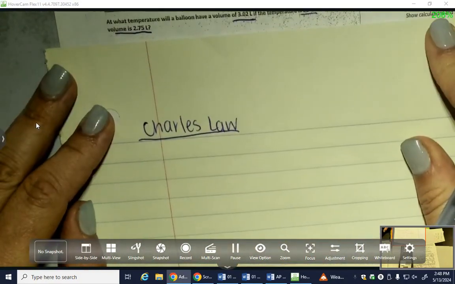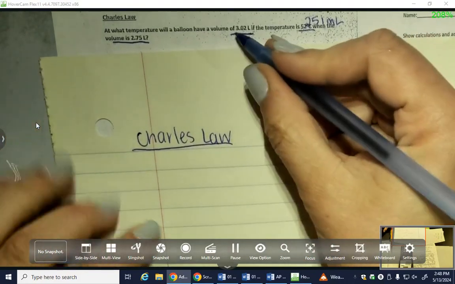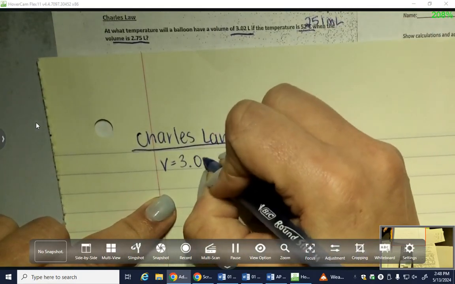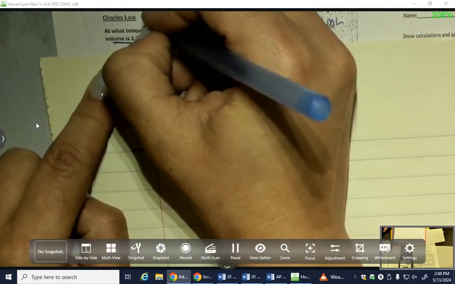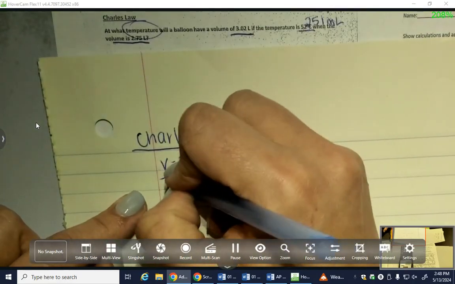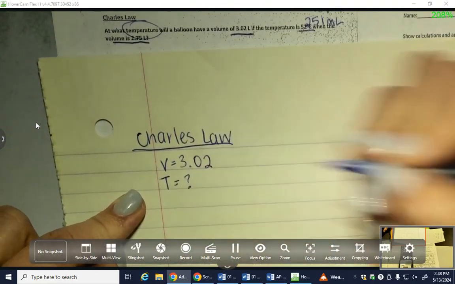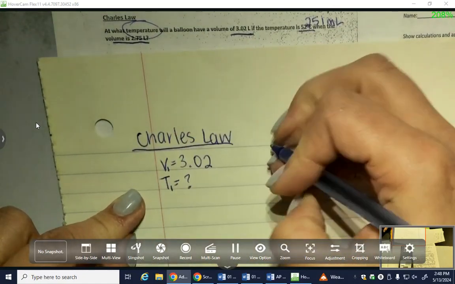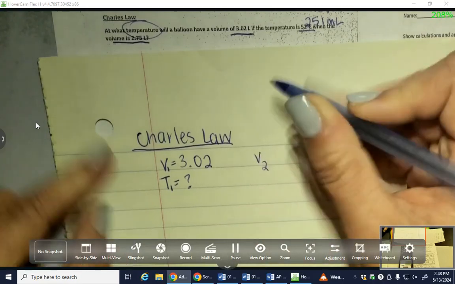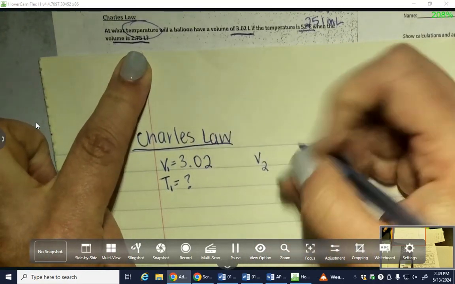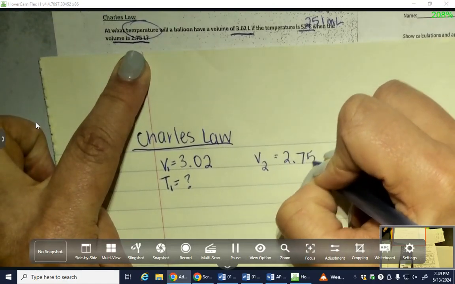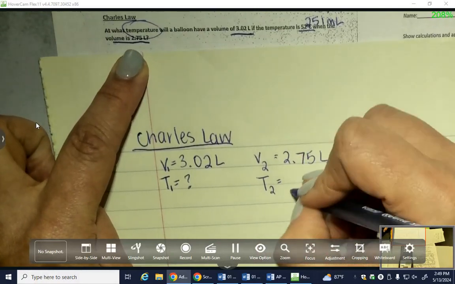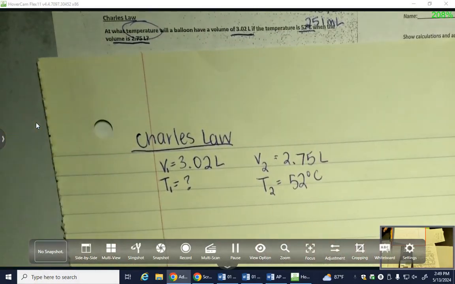Okay, and just writing out what the different numbers are that we've got. So we know that we have a volume being 3.02, and they're asking about what temperature. So that means the temperature that's attached to the 3.02 is who we're looking for, right? So I'm going to go ahead and label these as V1 and T1, and then I'll go ahead and say V2 then is on the opposite side, which is 2.75 liters, and T2 was 52 degrees Celsius, but we can't leave it in degrees Celsius.